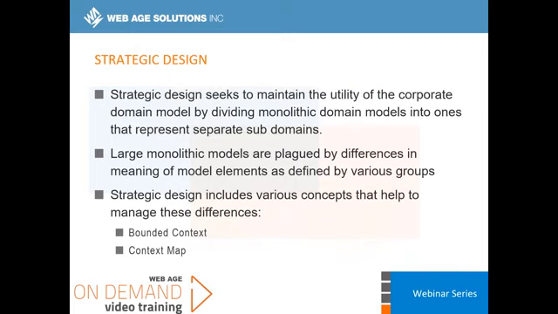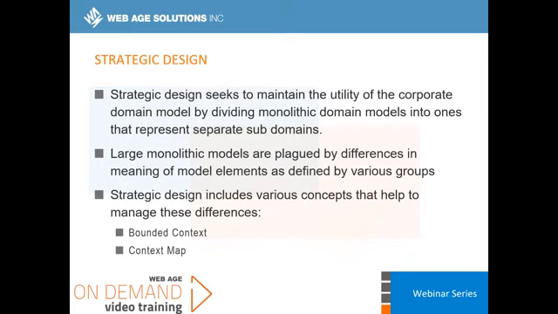So strategic design takes the stuff that we're doing in the problem space, the definitions, and we want to align our design model with the domain model. We'd like to divide those monolithic domain models into ones that represent subdomains.